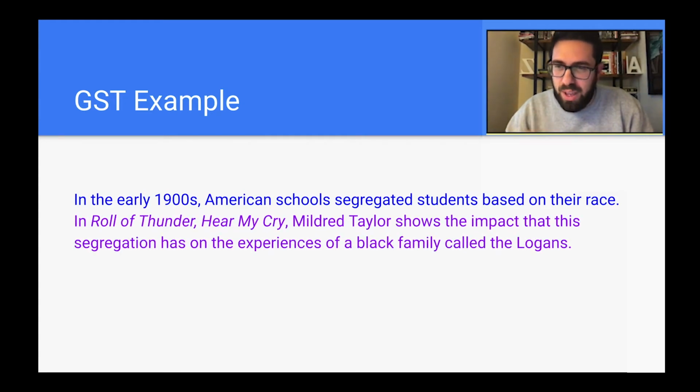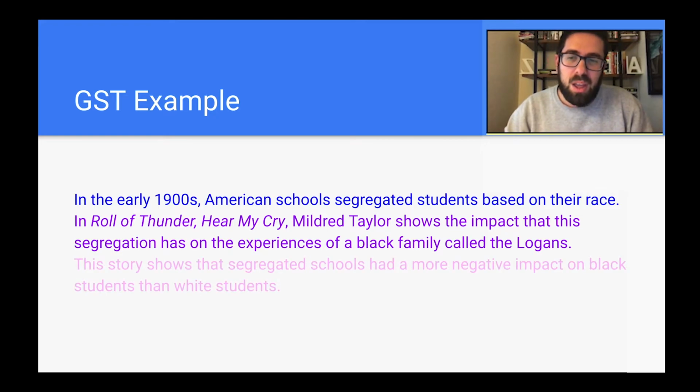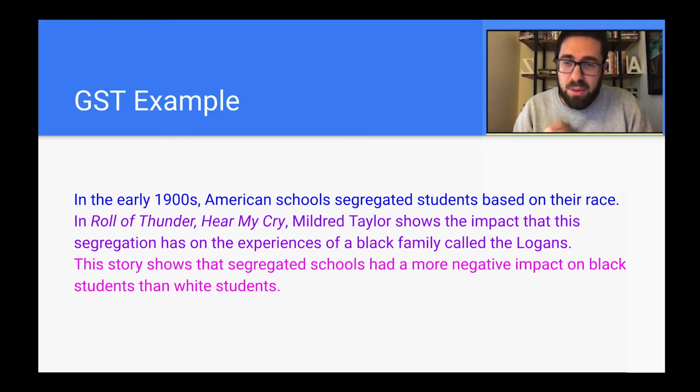So once we have that down, we can say, in Roll of Thunder, Hear My Cry, Mildred Taylor shows the impact this segregation has on the experiences specifically of a Black family called the Logans. So now we're getting a little bit tighter, and our reader knows exactly what we're talking about. And once the reader understands the book that we're pulling evidence from, now we can get to our argument. This story shows that segregated schools had a more negative impact on Black students than white students. So now there's something that we can talk about: school segregation, specifically involving race and specifically involving negative and positive impact on students.